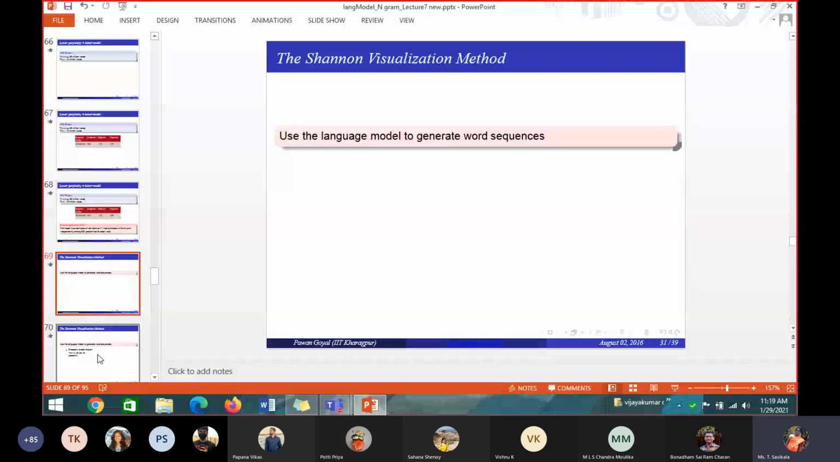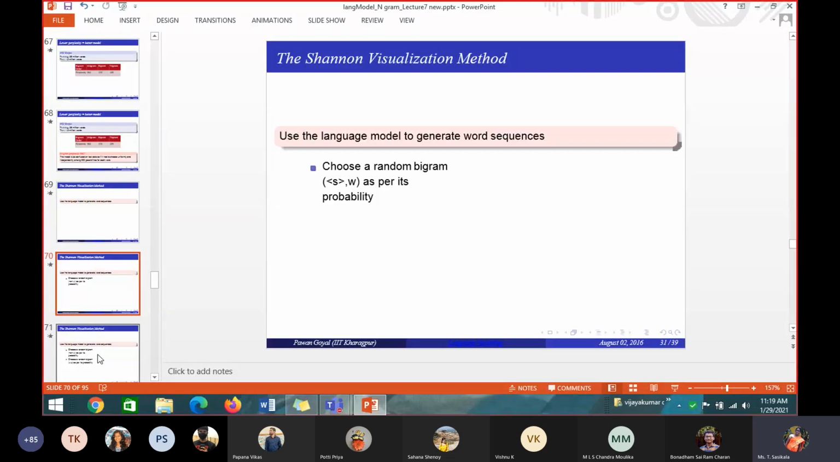So for the starting, how can we start it? Choose a random bigram. For the Shannon visualization, you have to choose a random bigram. That is, the start of the sentence should be there compulsorily. From the start of the sentence, you can take any word as per the probability. You can take all the words, and whichever has the highest probability with the start of the sentence can be taken as the first bigram.